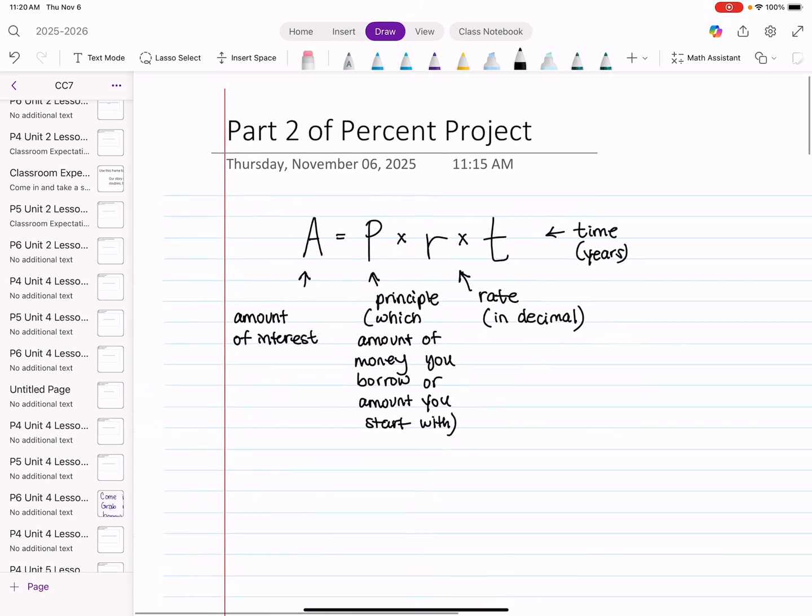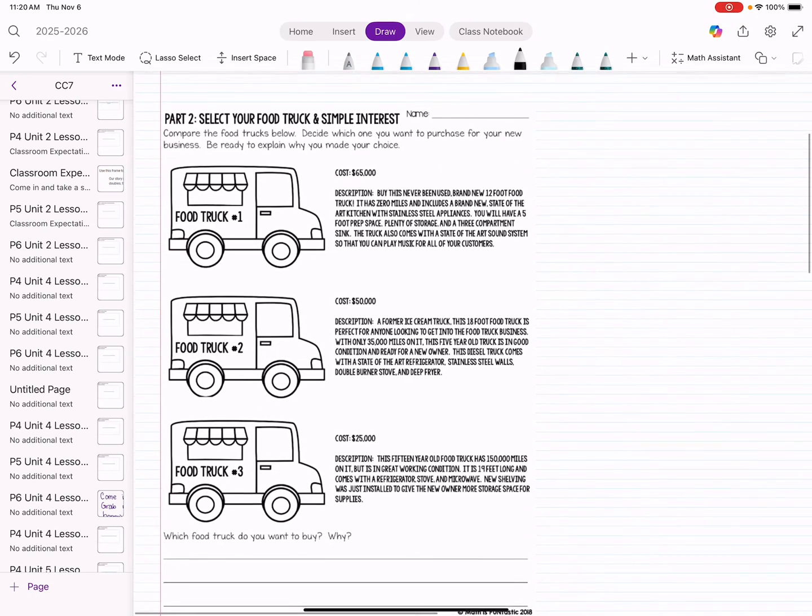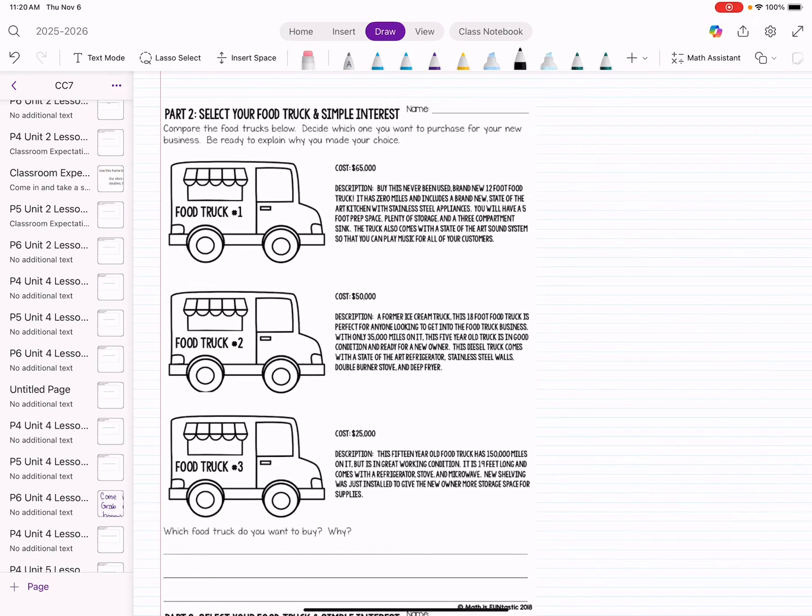Okay, so first of all, in part 2, you're asked to compare the food trucks below and then decide which one you want to purchase for your new business. And then you have to explain why you made your choice. So this is all going to depend on personal choice or maybe what you're selling.